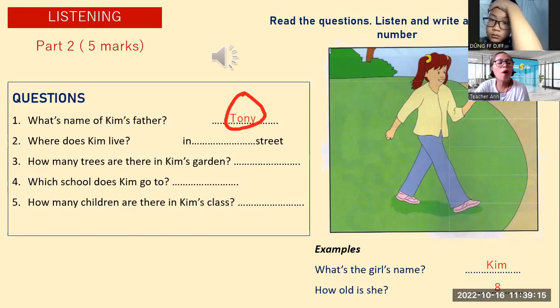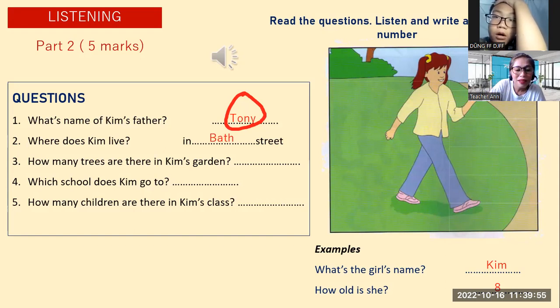Okay. Now, where does Kim live now? Kim lives in where? Bath Street. Okay, can you read here? Again? Bath Street. Okay, very good. How many trees are there in Kim's garden? How many, Dong? There are how many trees? Four. Okay, seven. There are seven trees. Yeah, seven trees.